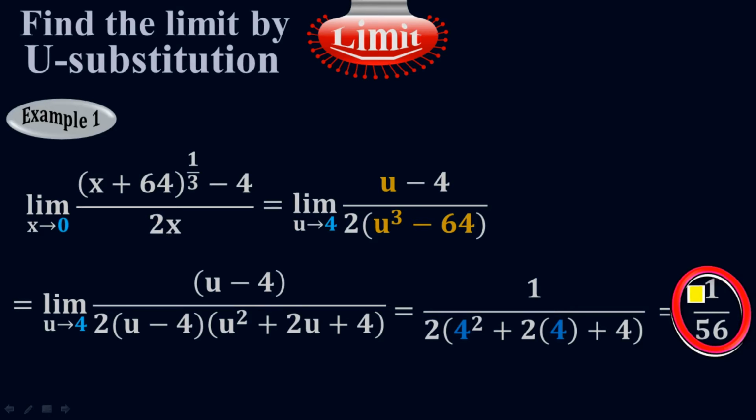So this is going to be my final answer for the limit of x plus 64 to the whole 1 over 3 minus 4 over 2x when x approaches 0 by using the U-substitution method. And I hope you got why we need the U-substitution method, because sometimes the other procedures fail to find the limit. As I tried direct substitution in the beginning, it failed. That's why I used the U-substitution method. This procedure plays its own role in finding the limit of the function.